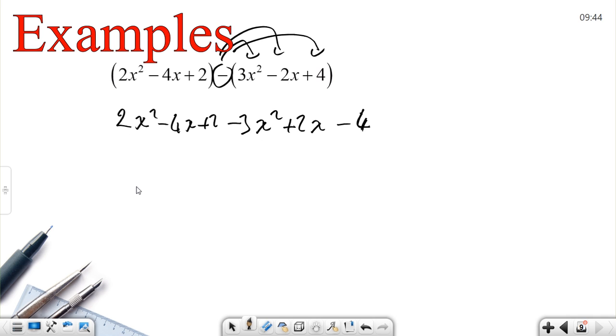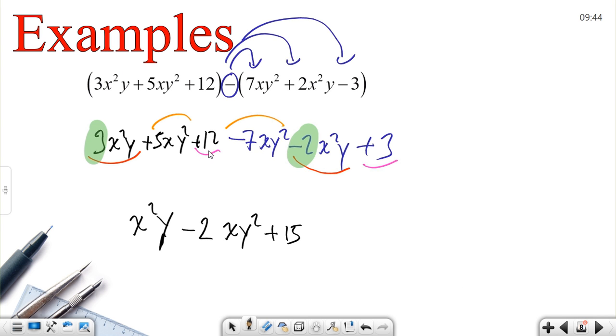Let's combine them. 2x squared minus 3x squared is minus x squared. Minus 4x plus 2x is minus 2x. Plus 2 minus 4 is minus 2. As you see, plus 2 minus 4 is negative 2. We have to write negative 2. And in the previous example, plus 12 plus 3 is 15. We don't write 15, but we wrote plus 15, because with algebraic expressions we need to take care about these signs, and the signs always belong to their terms.